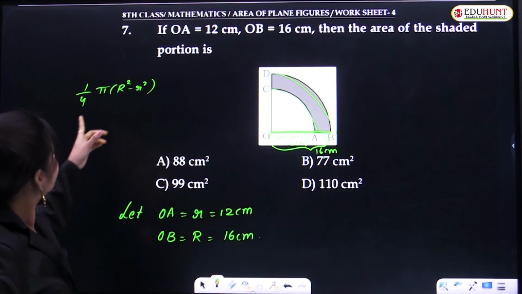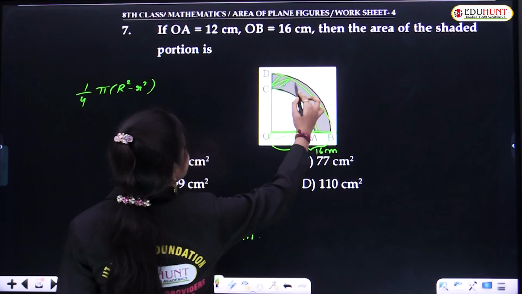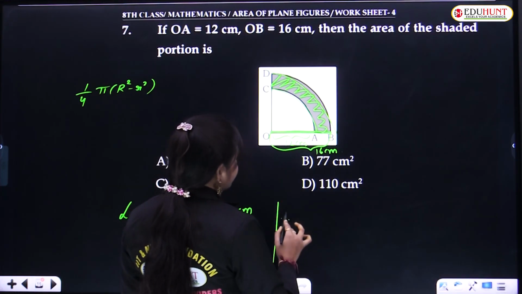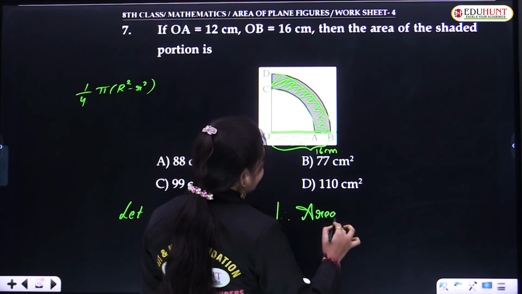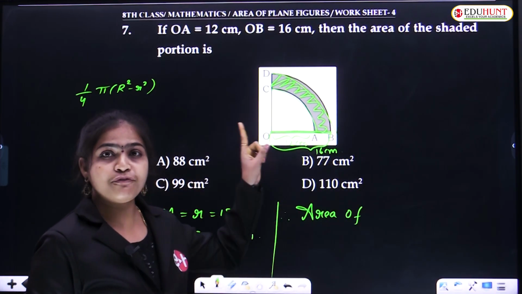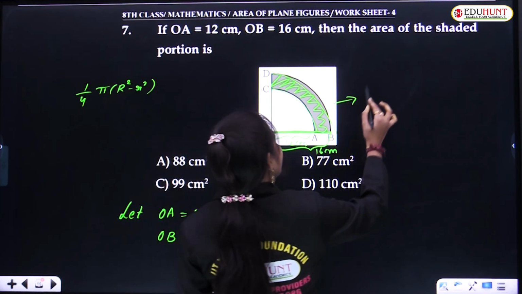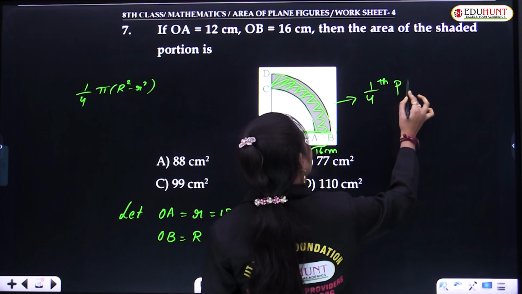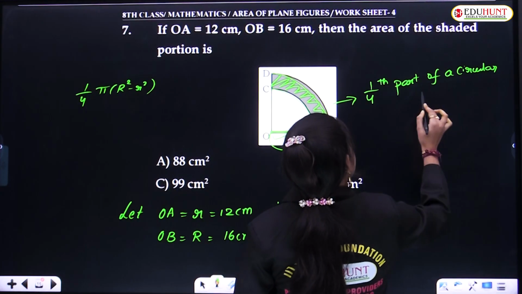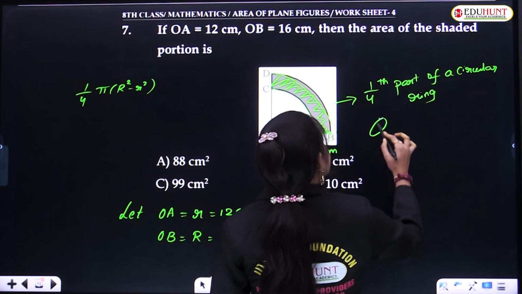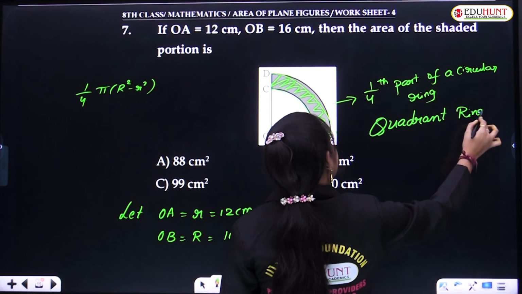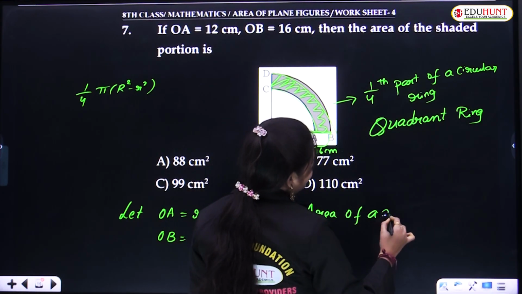Now what do we need to find out? Yes, we need to find the area of the shaded portion. The area of the shaded portion is nothing but a quadrant ring. This is one fourth part of a circular ring, which we call a quadrant ring. Now the area of a quadrant ring.